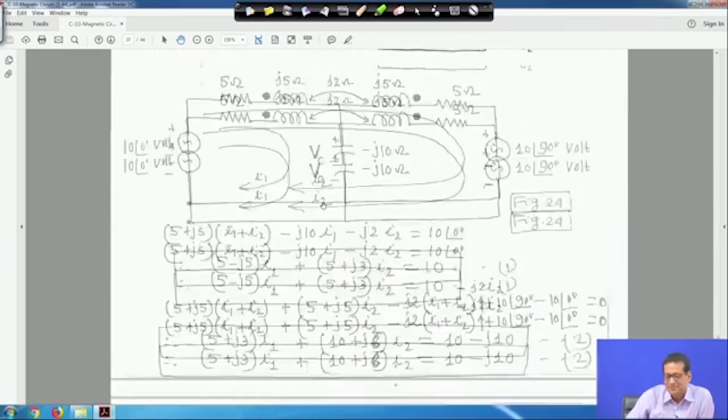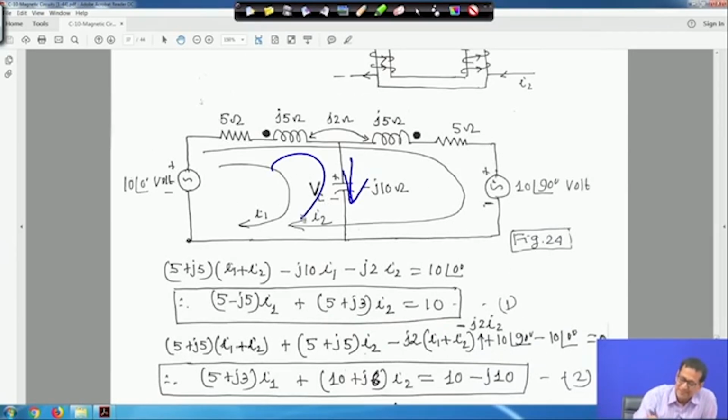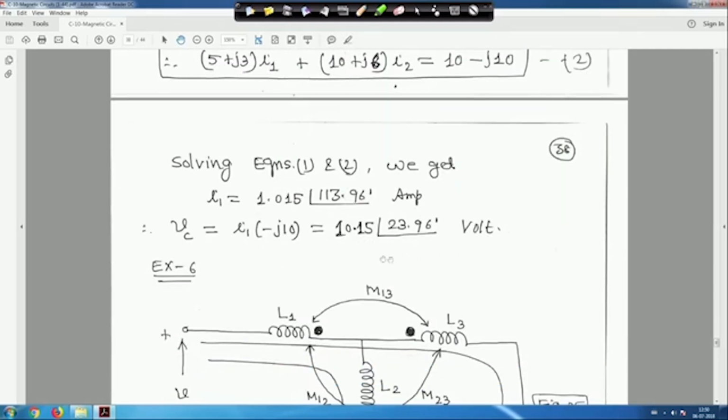And then VC will be, this current I1 is flowing through this. VC will be I1 into minus j10, right. That is what is written here. So I1 is 1.015 angle 113.96 degree and minus j10 means 10 angle minus 90 degree. So minus 90 plus 113.96, it will be 10.15 angle 23.96 degree volt, right.